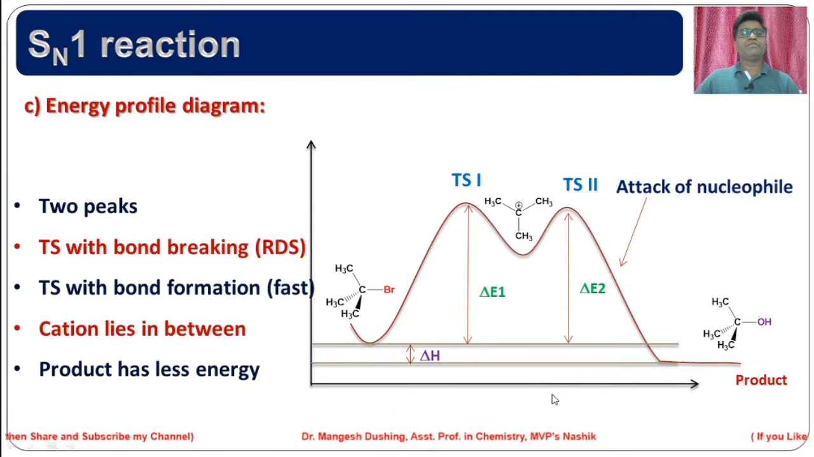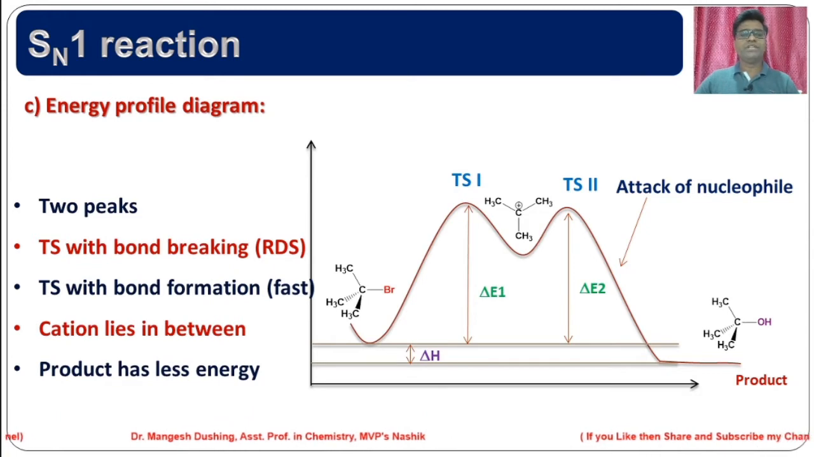The main difference between SN2 reaction and SN1 reaction is that in the SN2 reaction only one peak is there in the energy profile diagram, while in the SN1 reaction there are two peaks in the energy profile diagram.